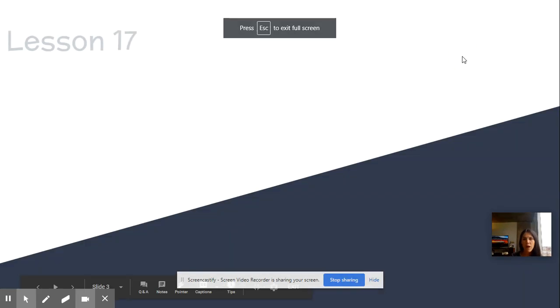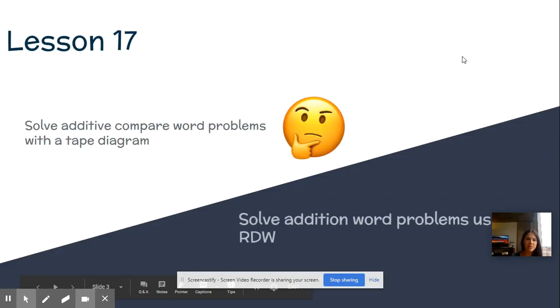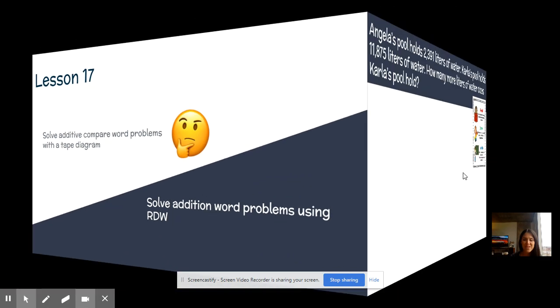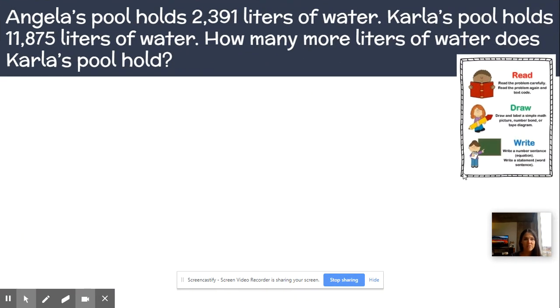Hi, everyone, and welcome back. We are continuing on with lesson 17, solving addition word problems using that read, draw, write method that we were talking about in the last section, okay? So let's go ahead and get started.